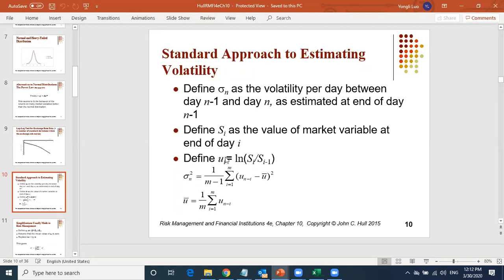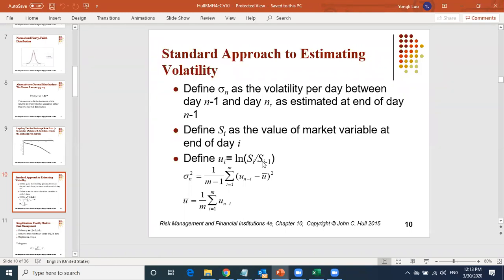And so mu is going to be ln of the value of today divided by the price of the previous day. This is how you calculate the daily return. Most researchers just take the ln of the division of the closing prices.